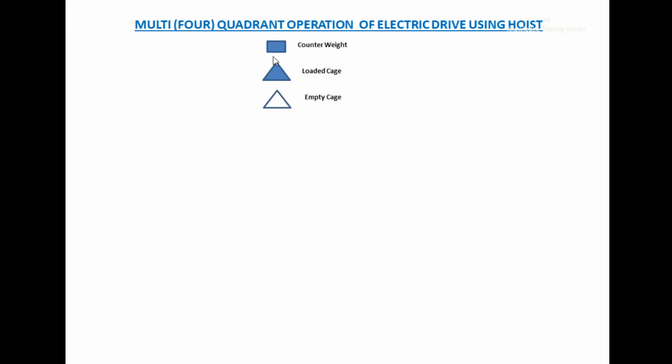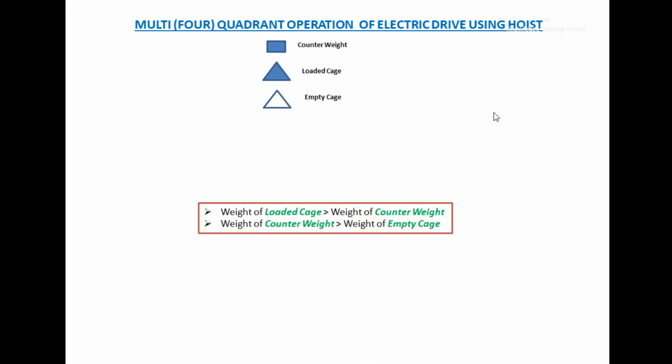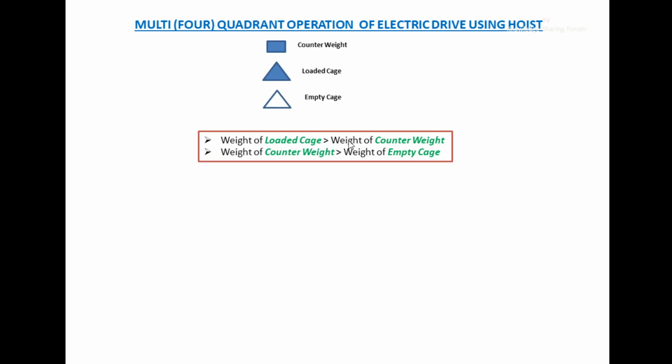Now let us see some symbols which we have used in this multi-quadrant operation of an electric drive using a hoist. This symbol represents the counterweight, this symbol represents the loaded cage, and this symbol represents the empty cage. Now let us discuss the weights, which are chosen in such a way that the weight of the loaded cage is greater than the weight of the counterweight. And the weight of the counterweight is greater than the weight of the empty cage.